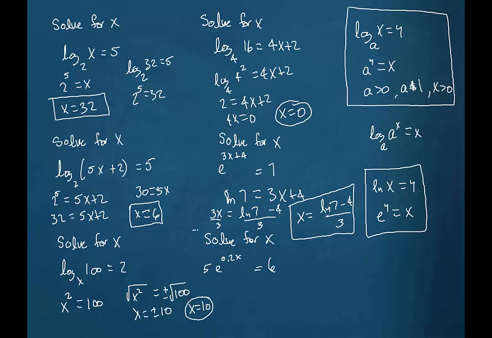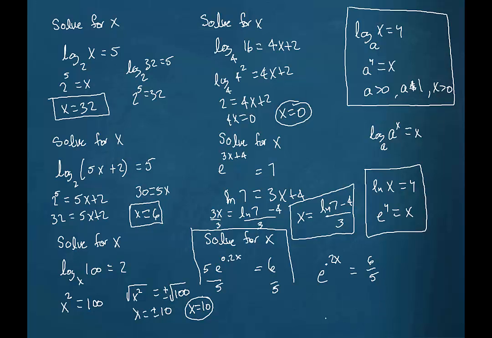We have another one here that we're going to solve. It says 5 times e raised to the 0.2x is 6. Now this is similar to the previous problem, except that rather than having e by itself raised to some power, it's being multiplied over here by something. Well, that's easy to deal with. All we would do is just divide both sides by 5, and we would have e by itself again. So we have e raised to the 0.2x is equal to 6/5.